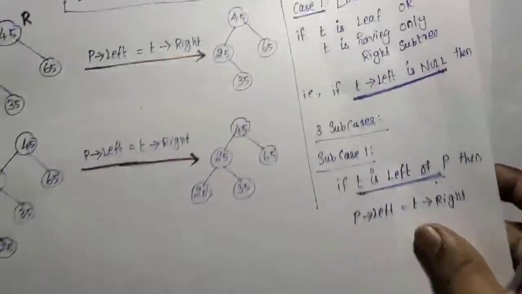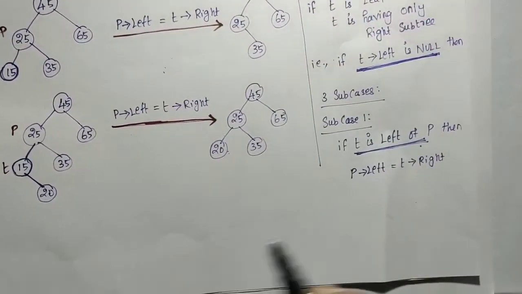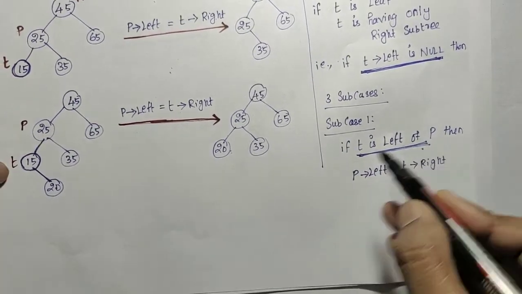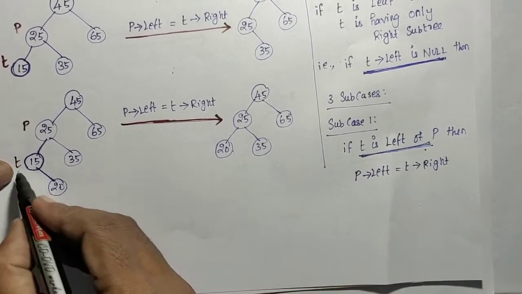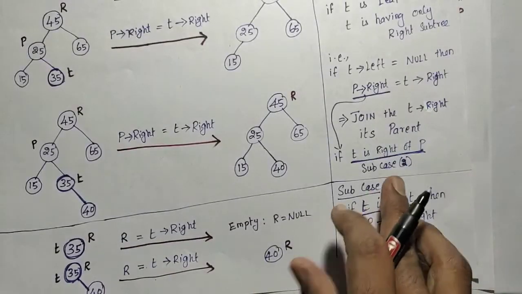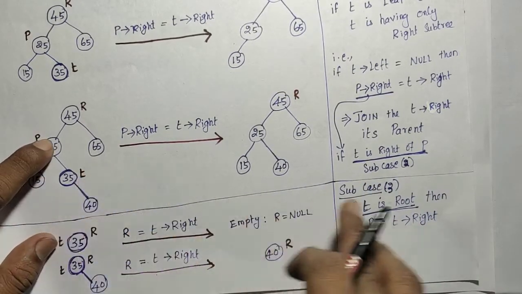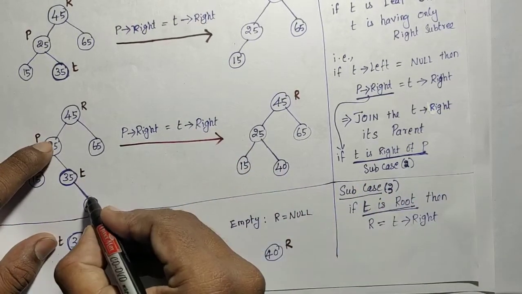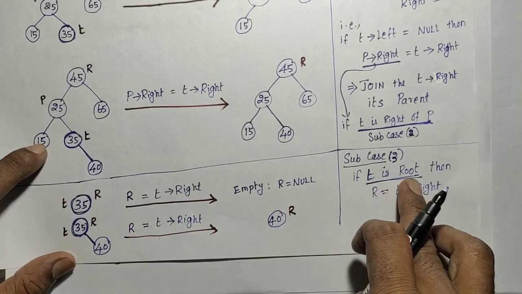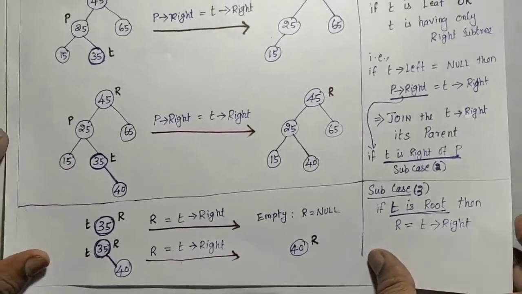So now we can point this case 1 here. T is a left of the p means p of left equal to t of right. So this link. And subcase 2 is that t is a right of the p, which means the same t of right has to be linked with p of right. In the third case, that t is a root, I need to update the root directly.